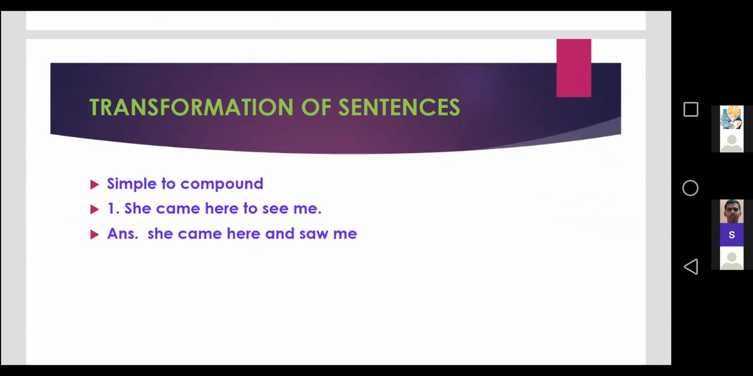She came here to see me. So this is a very simple sentence. And if I tell you to make it compound, that means you have to deliberately divide the sentence into two parts, such that you are forming two independent clauses. That means from one independent clause, you have to form two independent clauses. Is this clear? Yes, students, is this clear?